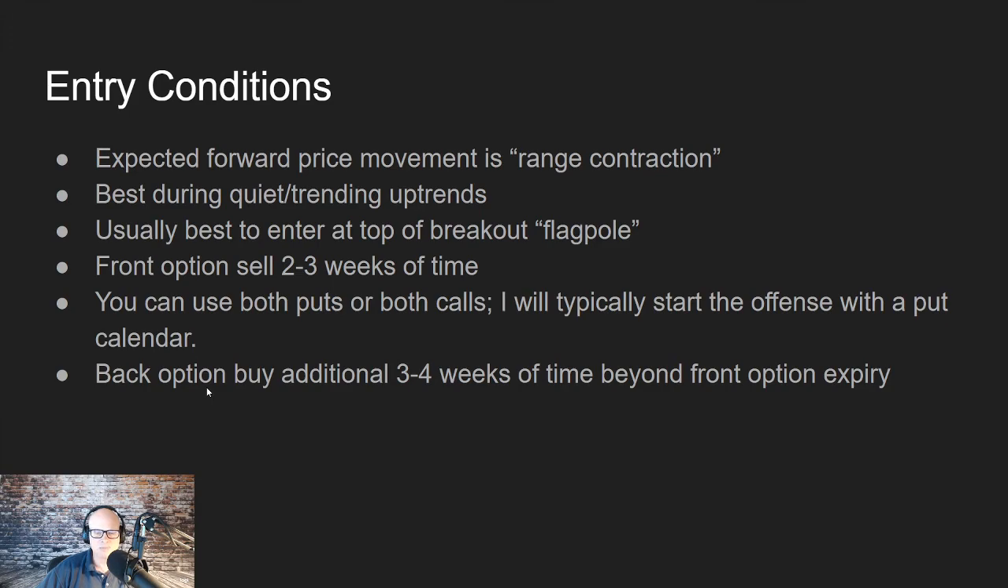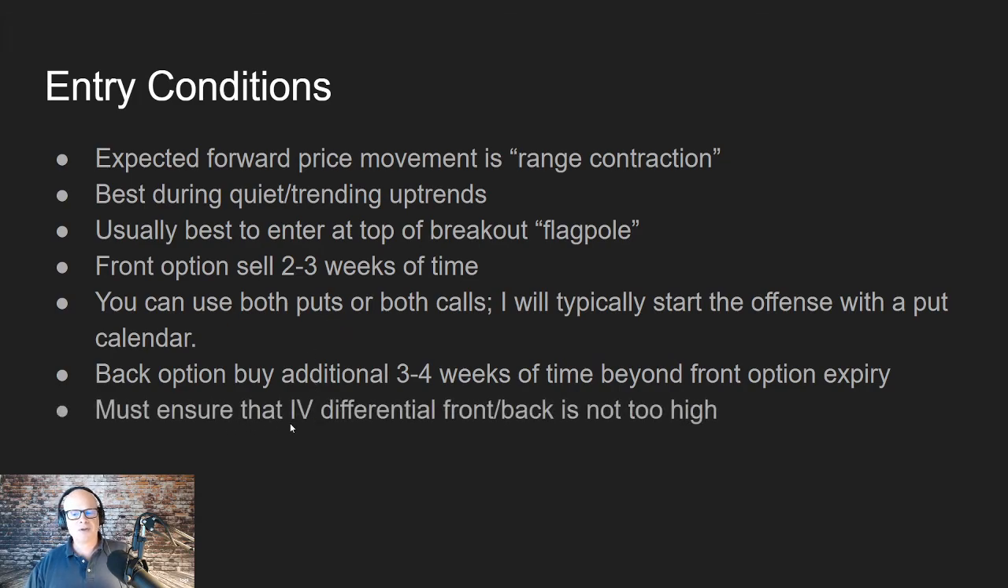Back option. So if we're selling 2 to 3 weeks of time, you want to get an additional 3 to 4 weeks of time beyond that front option. This is not cast in stone, but you need to have a differential in time. You can certainly buy an option that's got a lot of time to it for your back option. The disadvantage there is it's going to be expensive. So it should be fairly stable. But the other disadvantage is if you buy too much time, it's going to be that much more sensitive to slight changes in implied volatility.